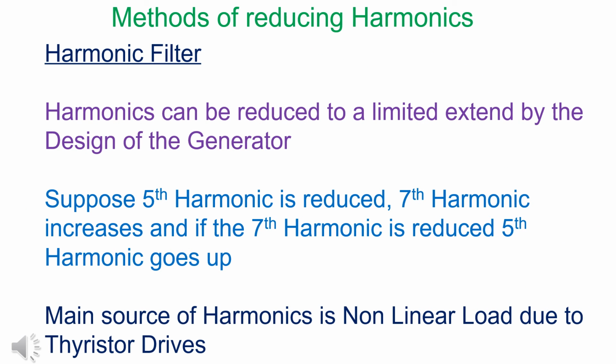At the generator end, there is a limited possibility to reduce harmonics. If we reduce the fifth harmonic, seventh harmonic increases, and if we reduce the seventh harmonic, fifth harmonic increases. Main source of harmonic is nonlinear load due to thyristor drives.